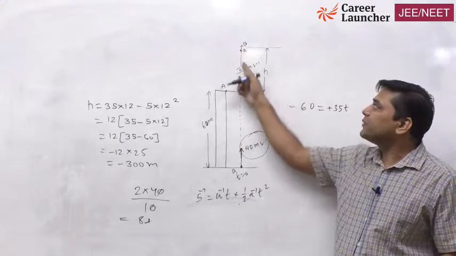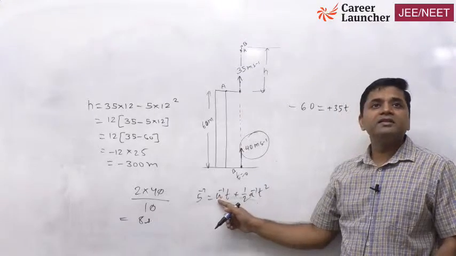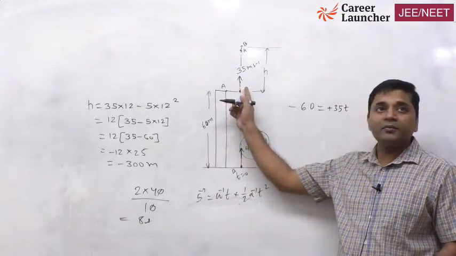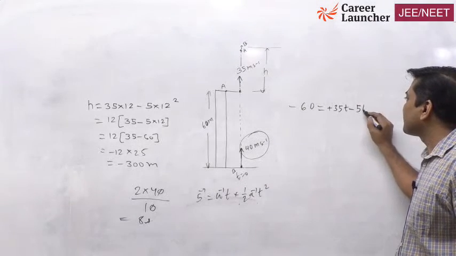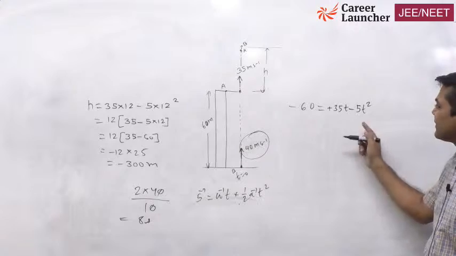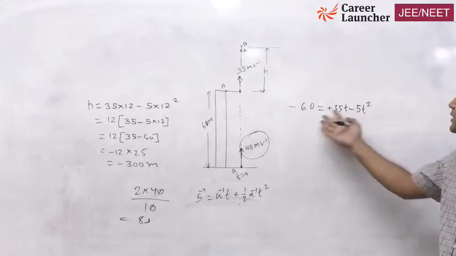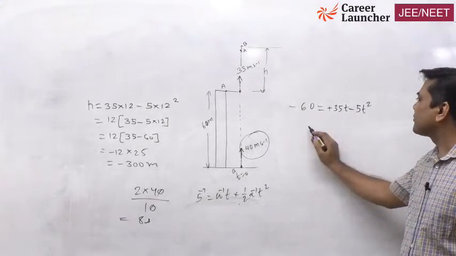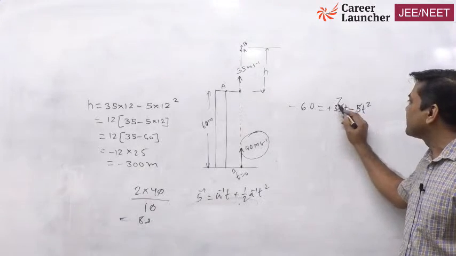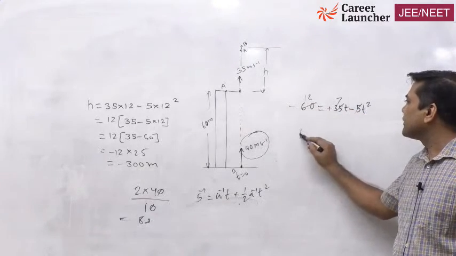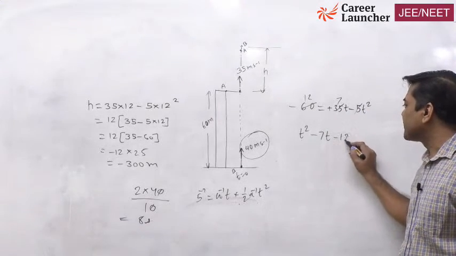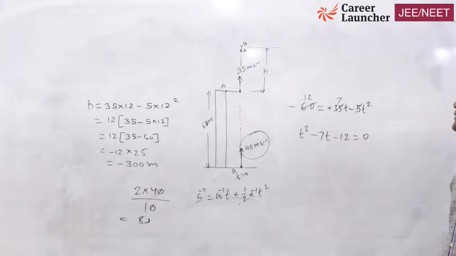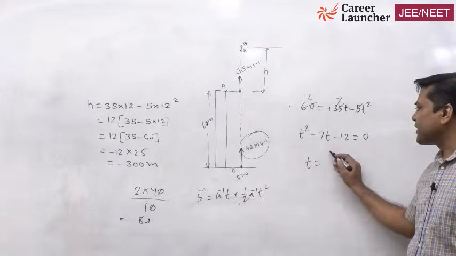You should not bother about what the velocity is in between. u stands for initial velocity, which is in upward direction at a point. Minus, this is always half gt square. Should I write 5t square directly? g is 10, so this is the value. This is the equation you can write, and then you can see that 5 is common over here. So it comes out to be t square minus 7t minus 12 equal to 0. So you can get the value of t by solving it by quadratic equation.